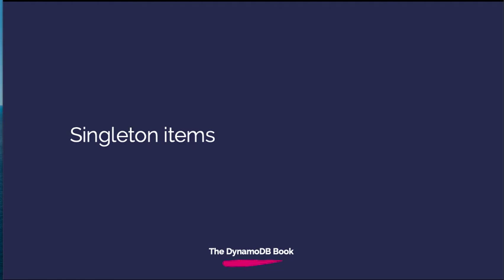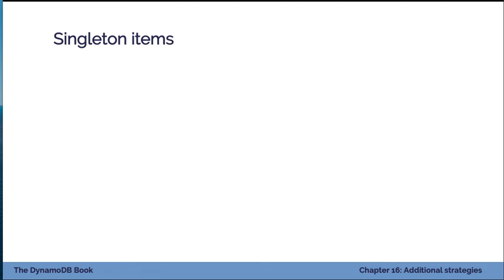The next strategy I want to talk about is one that I call singleton items. This is kind of a unique one. And just to give you a sense of what I'm talking about, when you're creating your DynamoDB data models, you have these different entity types, and usually there's some kind of parameter built into that primary key, so you can have multiple instances of that particular item type.